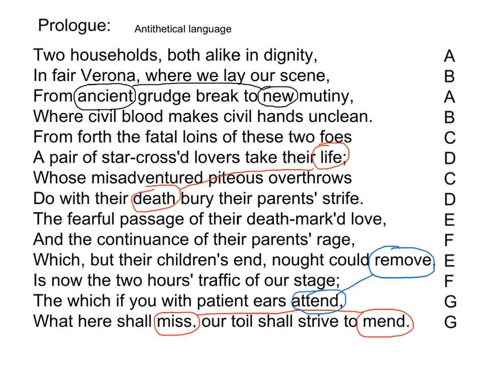We also have the actors apologizing if they make any mistakes. They say, "Is now the two hours' traffic of our stage." Our play is going to be about two hours. "The which, if you with patient ears attend." Right? And they say, "What here shall miss, our toil shall strive to mend." What here we mess up, we'll work in the future to try to fix it.